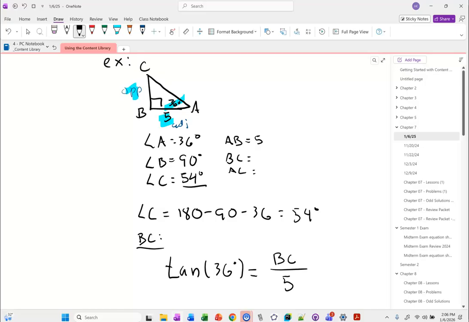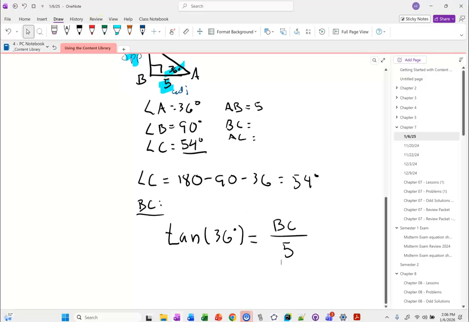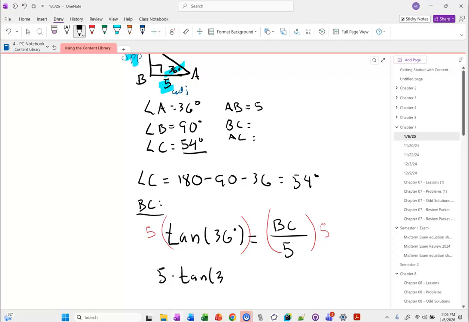All right. So now I've written my equation. All I need to do is solve for BC. What do I need to do to both sides of this equation to get BC by itself? Multiply by 5. And at this point, it is now calculator time.